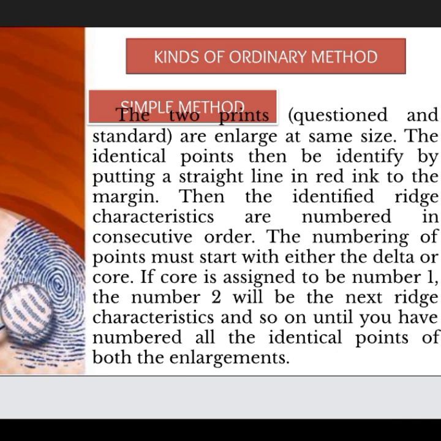Simple method. The 2 prints are enlarged at the same size. The identical points are then identified by putting a straight line in red ink to the margin. Then the identified ridge characteristics are numbered in consecutive order. The numbering of the points must start with either the delta or core. If the core is assigned the number 1, the number 2 will be the next ridge characteristic and so on until you have numbered all identical points of both enlargements.